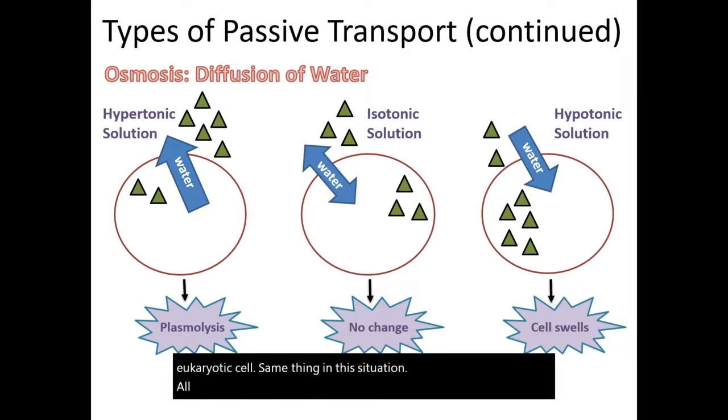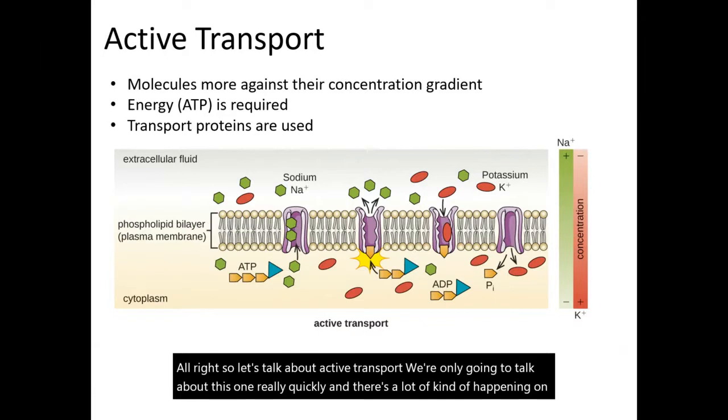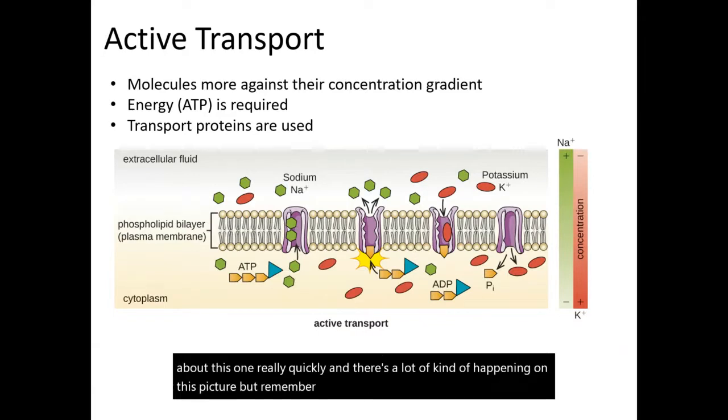All right, so now let's talk about active transport. We're only going to talk about this one really quickly. There's a lot kind of happening on this picture. But remember, active transport is the opposite of passive. So molecules are going to go against their gradient from low amounts to high amounts, and that is going to require an input of energy.